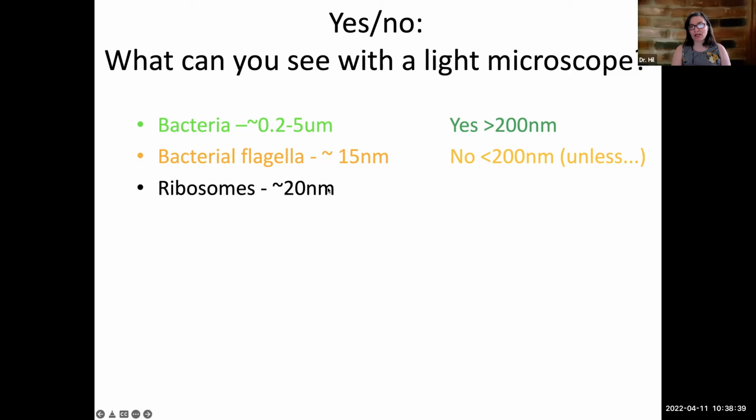Ribosomes are about 20 nanometers. There's no thickening method for them. So are these going to be visible with a light microscope? Correct, they're not. Now, I want you to just take that information in. What do ribosomes do?